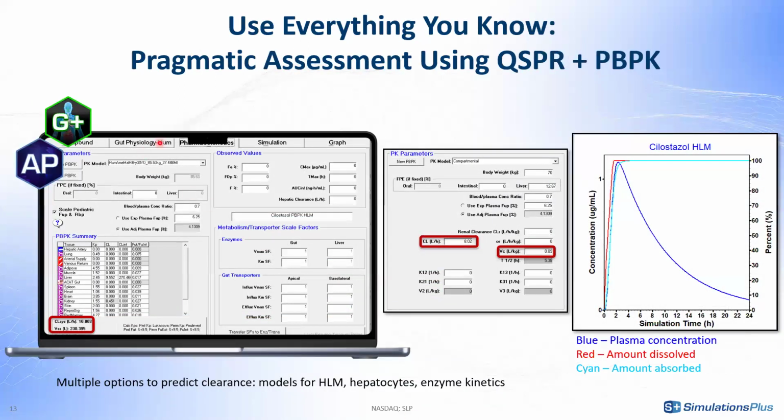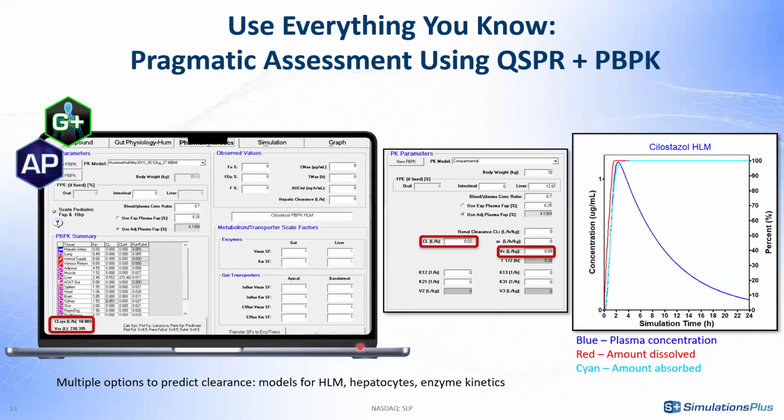Finally, looking at the pharmacokinetics tab of the interface, you can get an idea of the predicted volume of distribution and clearance. The volume can either be predicted using an ADMET Predictor model that predicts compartmental volume of distribution at steady state, or via the use of PBPK, which you can see on the left-hand side screenshot.